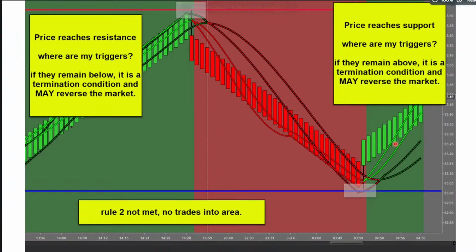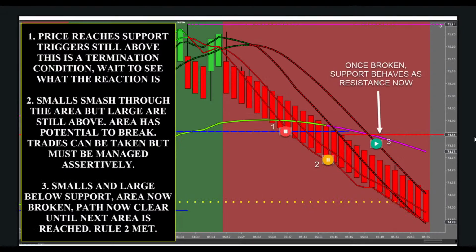So if they don't reverse, they break. Once again, your trigger lines will tell you what you need to know about these areas. So every line you reach is a termination condition in the moment, guys. Price is going to get there before price bars. It is almost a never, but not 100%, that your triggers would ever get to a line first. So if price reaches support, triggers remain above, sit on your hands, do nothing, wait for the reaction. It doesn't cost you a penny to be flat. If it's really going to break, your trigger lines will tell the story.